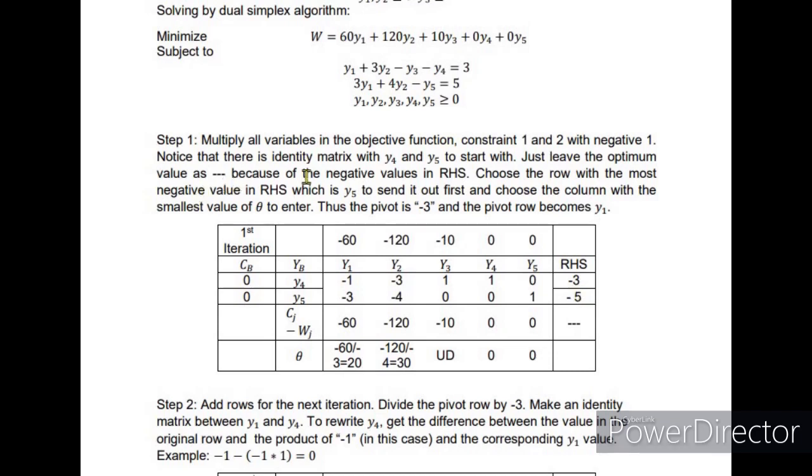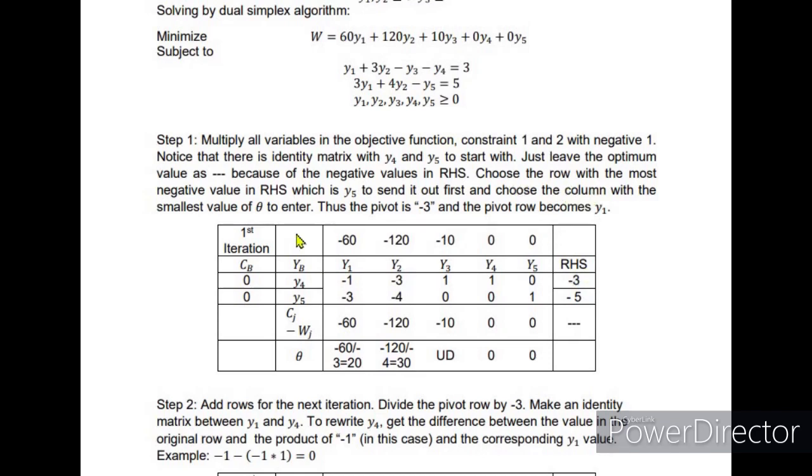Now notice that there is an identity matrix between y sub 4 and y sub 5. So here it is, y sub 4 and y sub 5: 1, 0 and 0, 1. So it is an identity matrix, and we will use it to start our iteration. Now just leave the optimum value as 3 dashes because of the negative values in the RHS. So you will just put 3 dashes if there are negative values in the RHS.